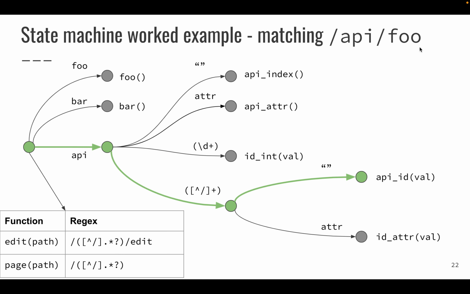Okay, next we do API/foo. So the first part is API, which does this transition. Next part is foo, so again we check down. This is the first time it matches, so we do this transition. Then the final part is empty, so we go here and we call API ID with the val equal to what's been extracted here.